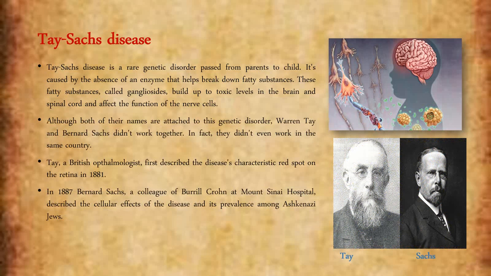Although both of their names are attached to this genetic disorder, Tay and Bernard Sachs did not work together, and they were not even in the same country. Tay, a British ophthalmologist, and Sachs, a colleague of Burrill Crohn at Mount Sinai Hospital, described similar features of the disease and its prevalence among Ashkenazi Jews.